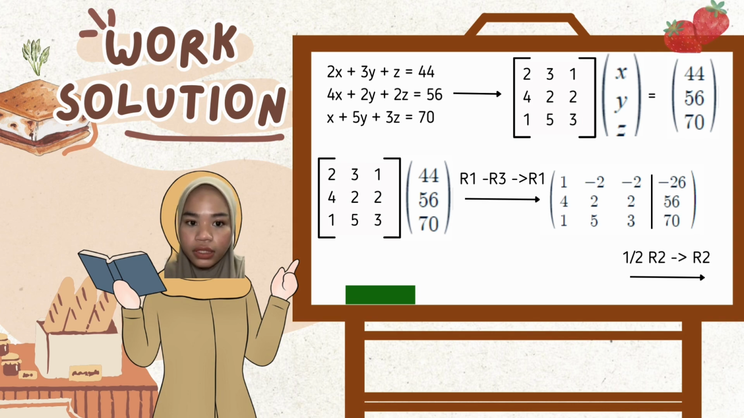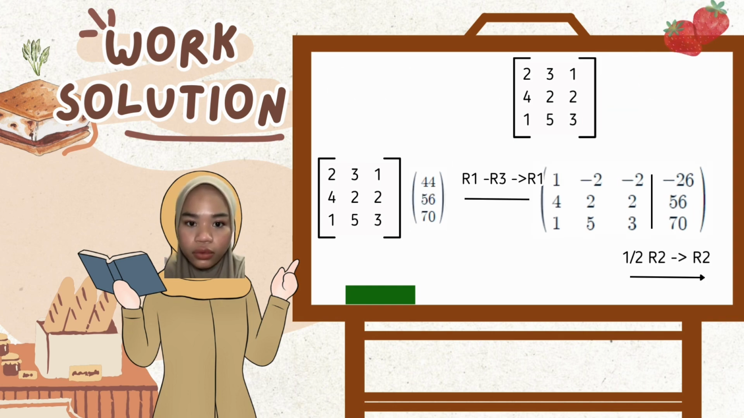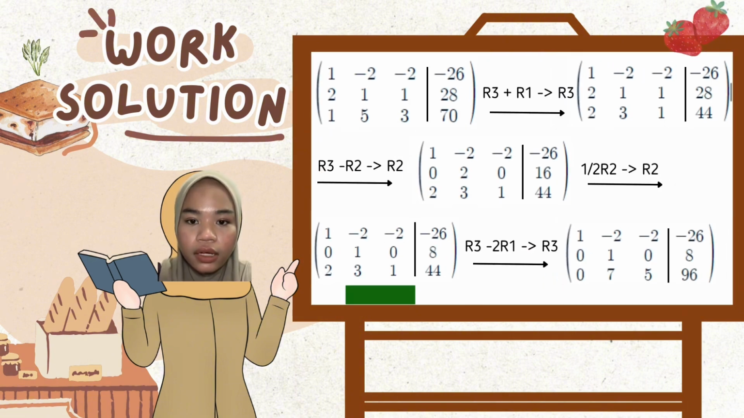After we get the equations, we need to change them into an augmented matrix and then perform ERO. For this matrix, R1 minus R3 gives the new R1, which is 1, negative 2, equal to negative 26. The other rows will stay the same. Next is 1 over 2 R2 into R2. Then we will get the new R2: 2, 1, 1 equal to 28.